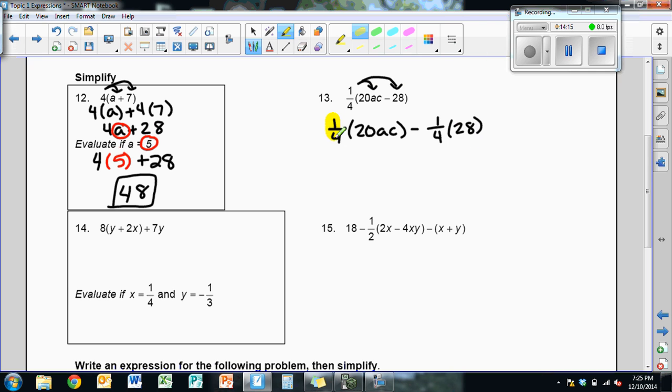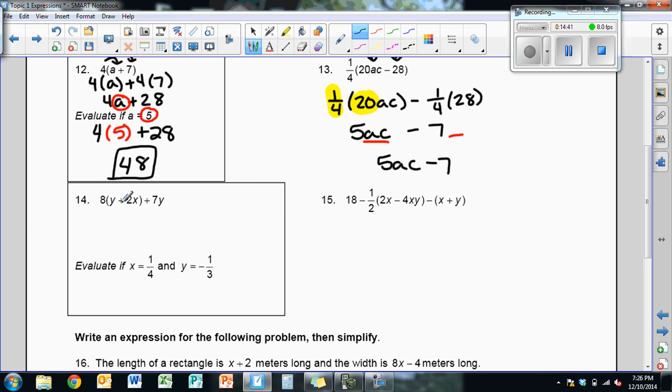Well, when I put 1/4 times 20 in my calculator, or when I do it in my head, that gives me 5ac, minus 1/4 times 28, which is 7. 5ac has variables, 7 has none, so that's as simplified as it gets, and your answer is 5ac minus 7.